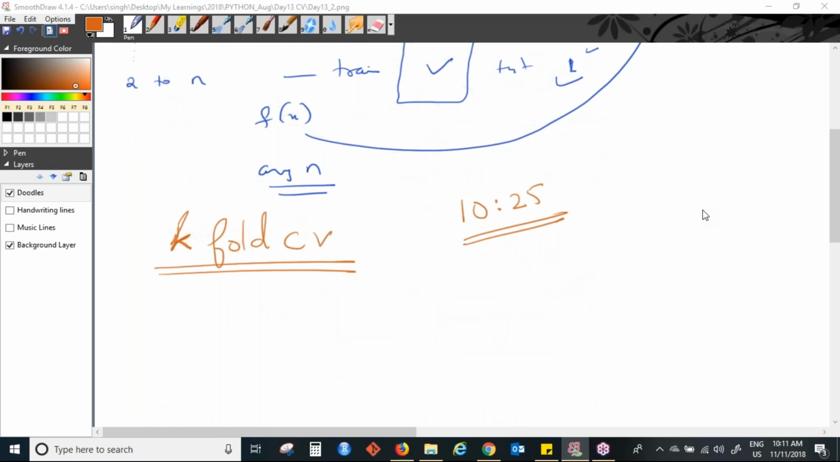Okay, so what is the alternative to that? The alternative is k-fold cross validation. So this is also very intuitive, and a very intuitive remedy to the problem which leave one out cross validation has. Okay, so let's see what this is.